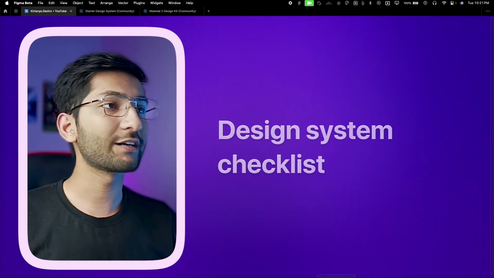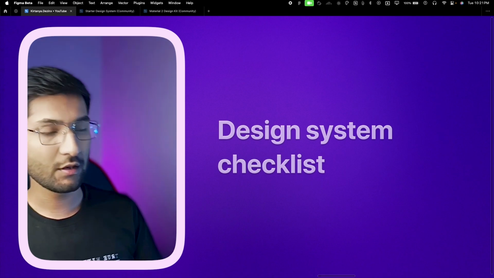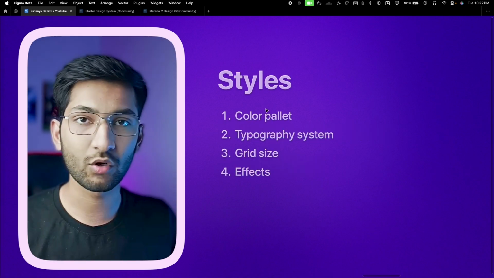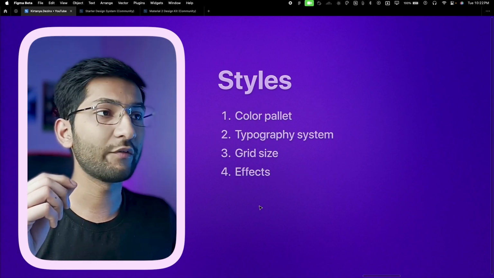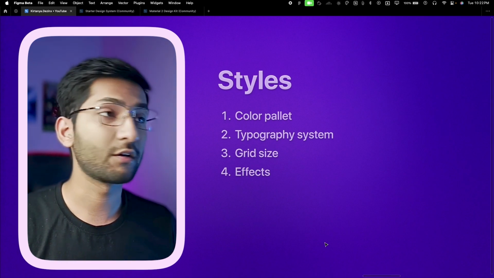Now let's look at the design system checklist. These are the must-include things you should not ignore. First of all, we have the styles. In styles you should always have a color palette, your whole color palette set up. Then we have the typography system, the grid system, and the effects. In effects we have drop shadows, inner shadows, or any blur effect if you are going to use that on any of the layers.